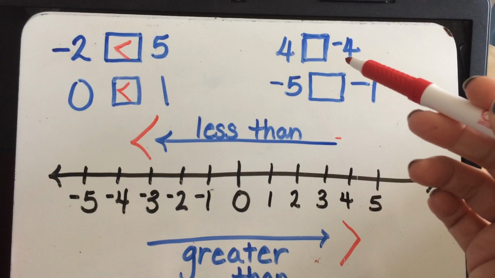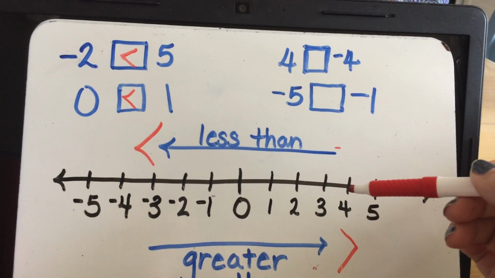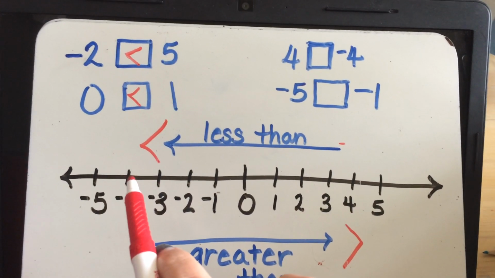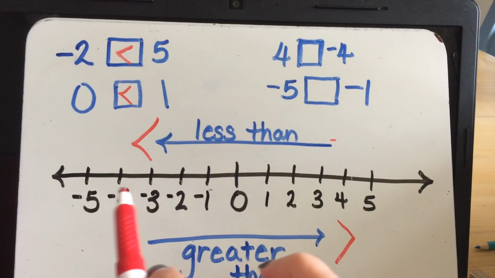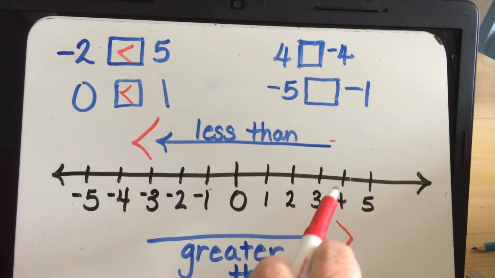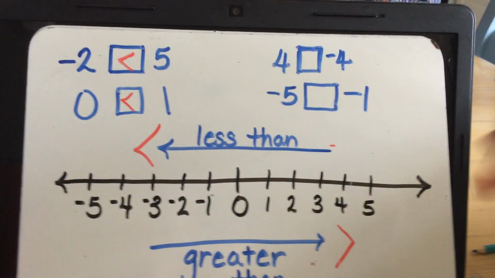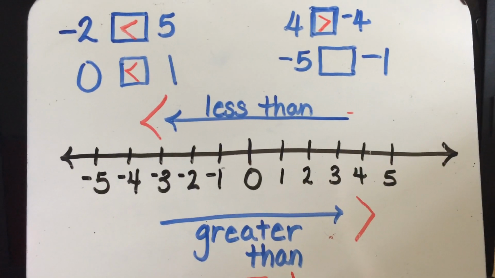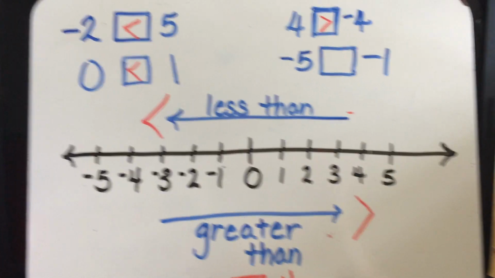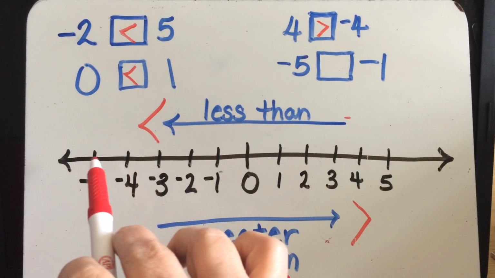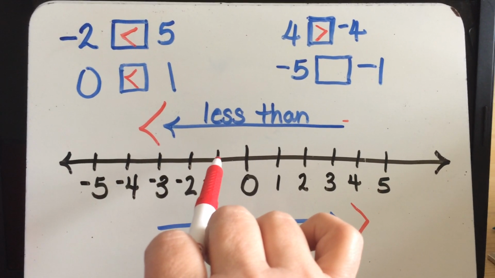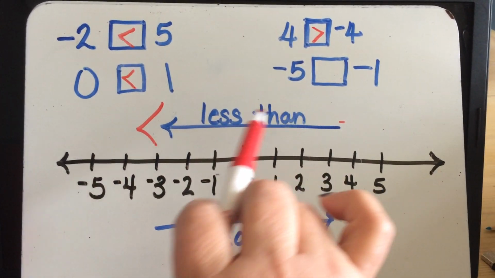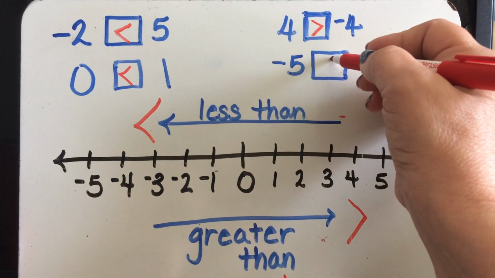4 is what? Less than or greater than negative 4. We'll start at negative 4 and go toward 4. So starting at negative 4 and going toward 4, it's going to be greater than. And again, it's pointing at the smallest number. Negative 5 is what? Less than or greater than negative 1. You've got negative 1. You're going to go toward negative 5. Is negative 5 less than? Yes, because it's going that direction. Negative 5 is the smaller number.